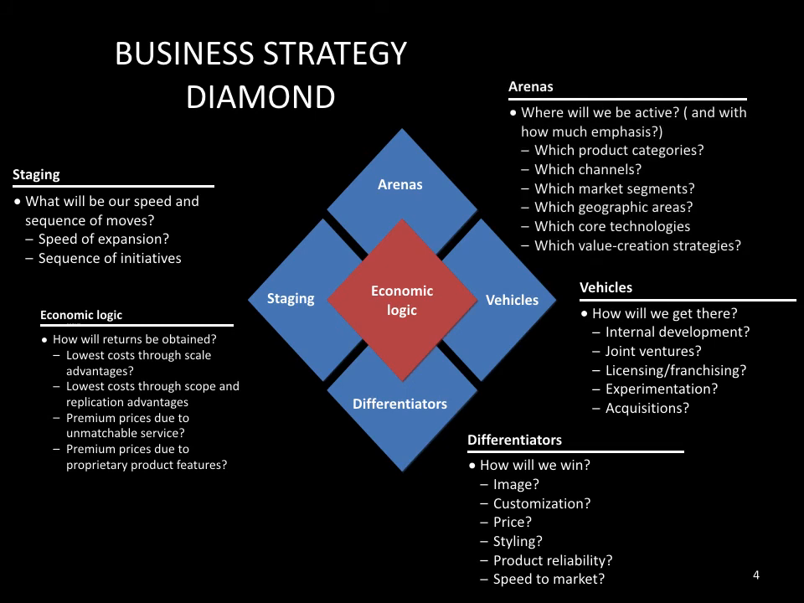And then finally, the arenas is where we want to compete. What products, channels of distribution? Do we want to do it on the internet? Do we want to do it locally through a restaurant? What market segments? Do we go after millennials? Do we go after baby boomers? Do we go after people who live in the city? Geographic areas, core technologies. Maybe we just want to focus on nitro brewing or something like that.